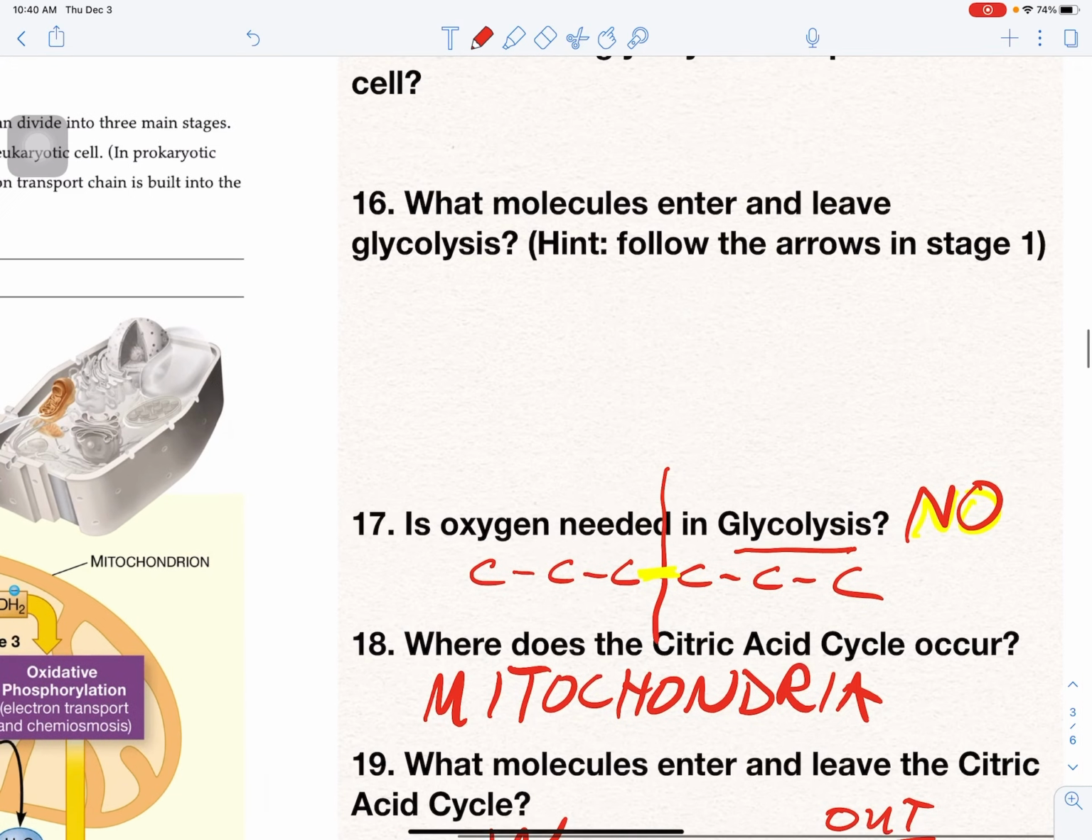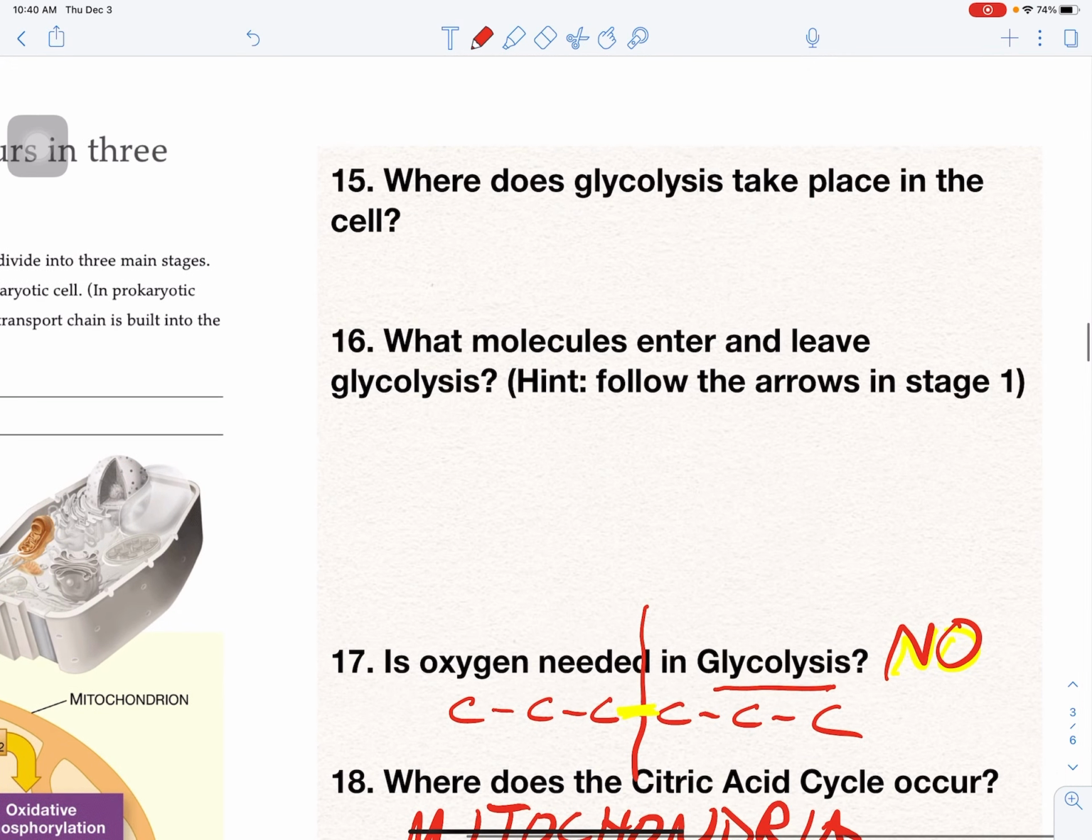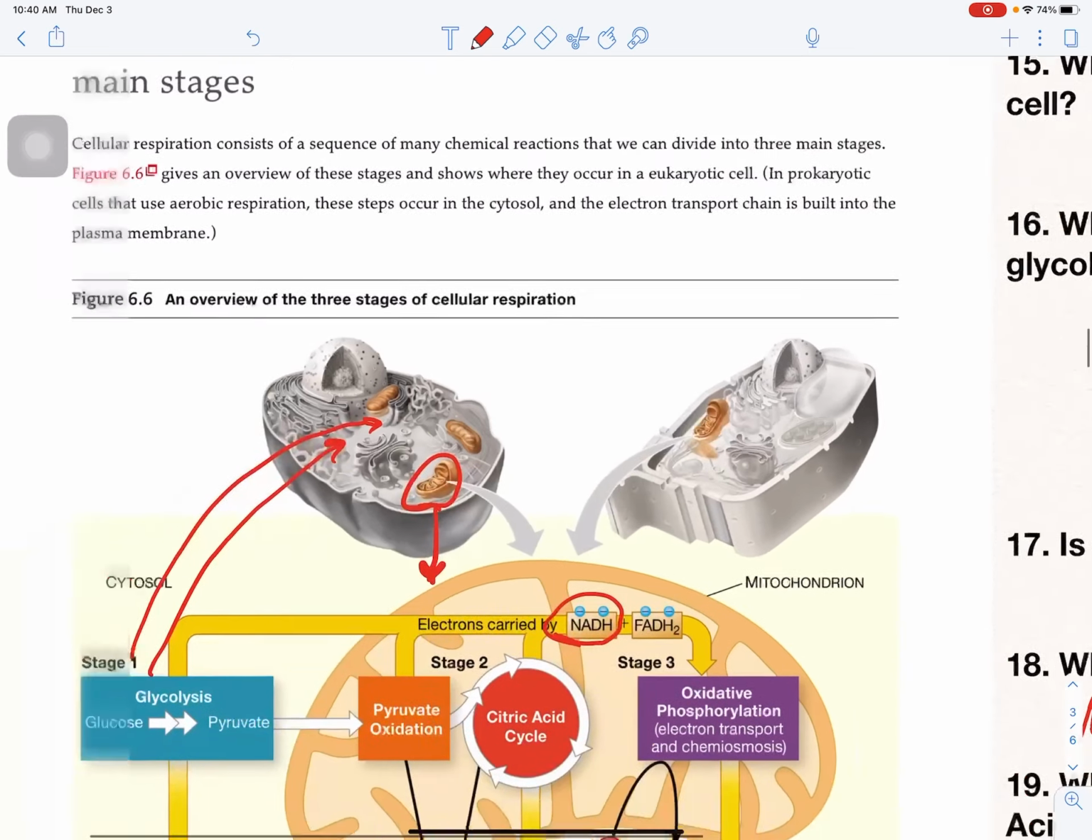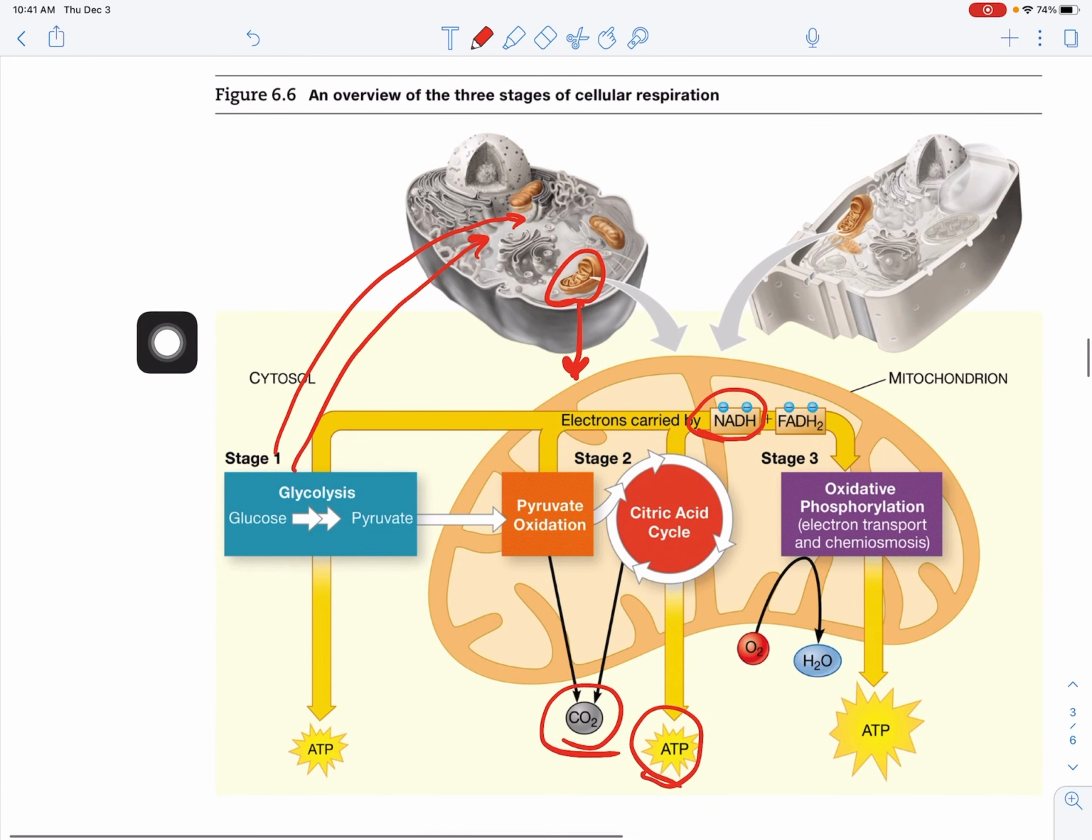So question 15 and 16, glycolysis takes place in the cytoplasm. What molecule goes in? What molecules go out of glycolysis? Coming in, glucose. That's it. Coming out, ATP, pyruvate, and this line at the top, which is going to be NADH.